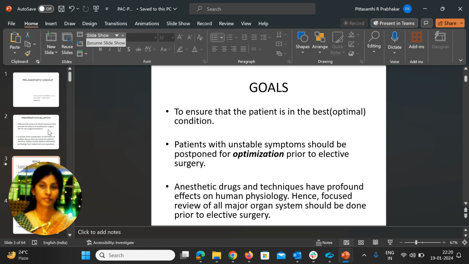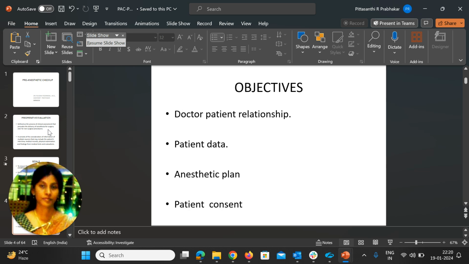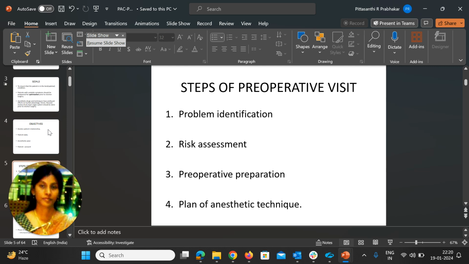Goals: it is to ensure that the patient is in the best condition. Patients with unstable symptoms should be postponed for optimization prior to elective surgery. Anesthetic drugs and techniques have profound effects on human physiology, hence a focused review of all major organ systems should be done prior to surgery. The objectives are to maintain the doctor-patient relationship, to obtain patient data, to plan the anesthesia, and to get the patient's consent.